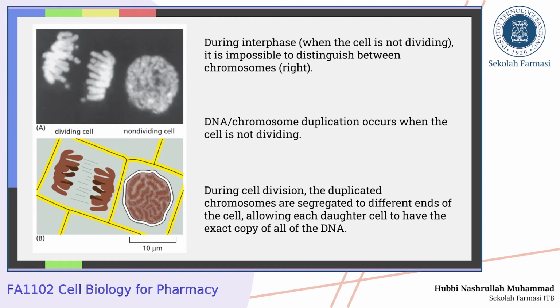The chromosomes are in the form of interphase chromosomes, which are long, thin, and entangled. DNA duplication occurs when the cell is not dividing. However, during cell division, the duplicated chromosomes are separated to opposite ends of the cell, and the cell splits into two daughter cells, each with a complete and exact copy of the parent DNA. You can see on the diagram here the chromosomes being pulled apart to opposite ends of the cell.